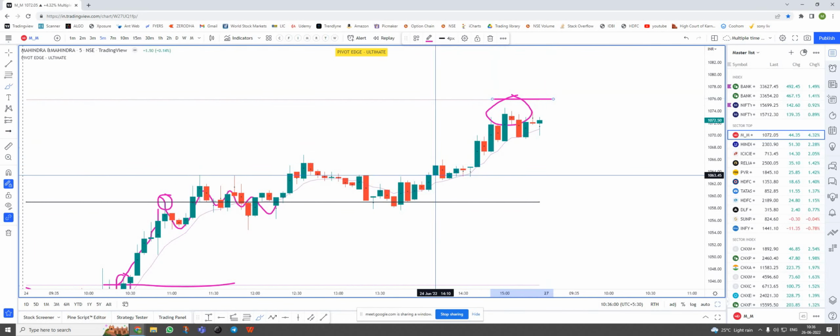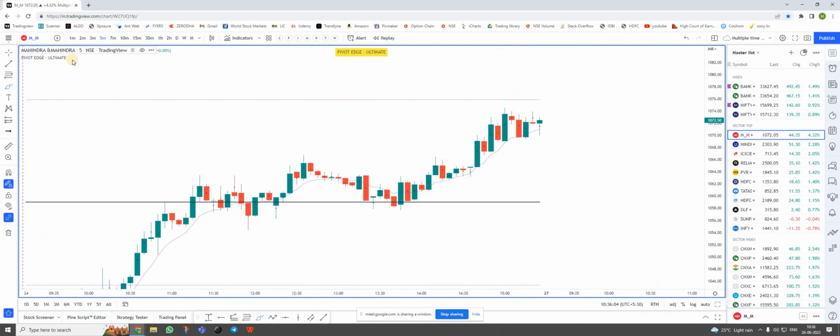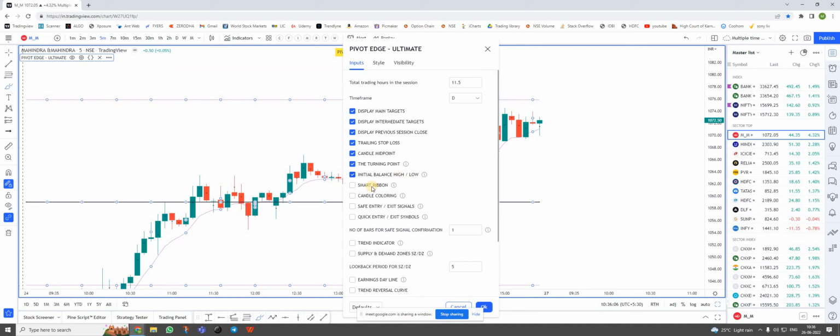Towards this target. Okay. So this is how we can try to use this as a guideline. Initial balance high and low. Okay. Next is smart ribbon.